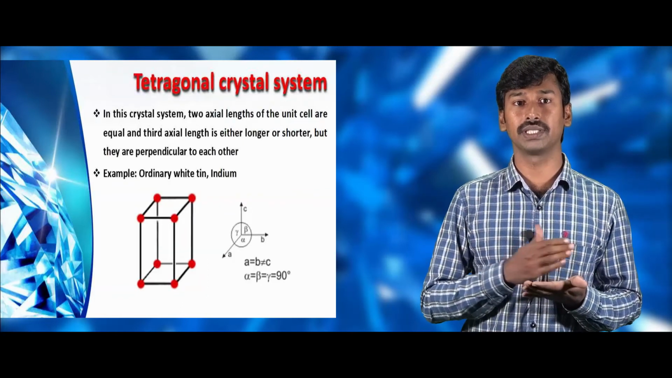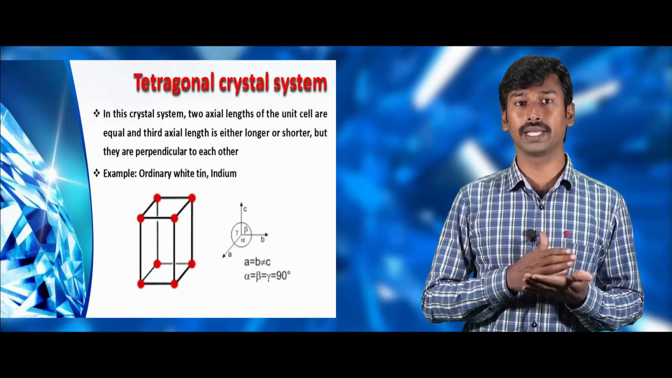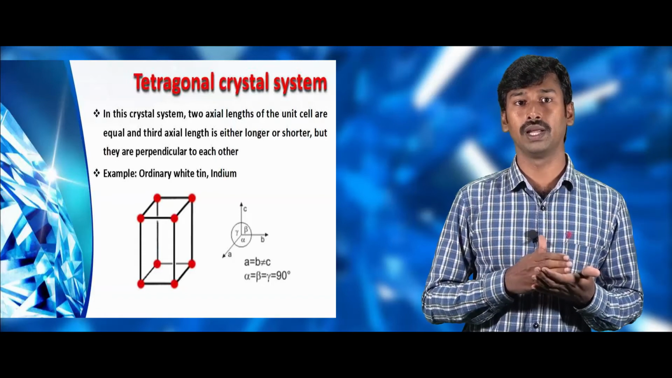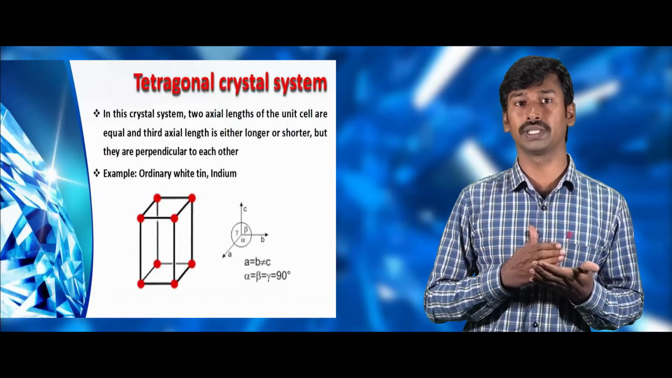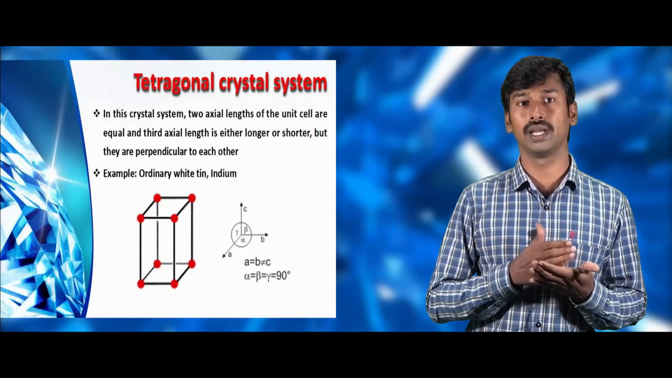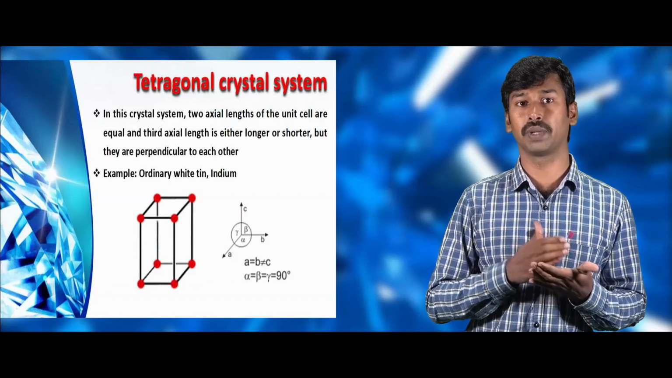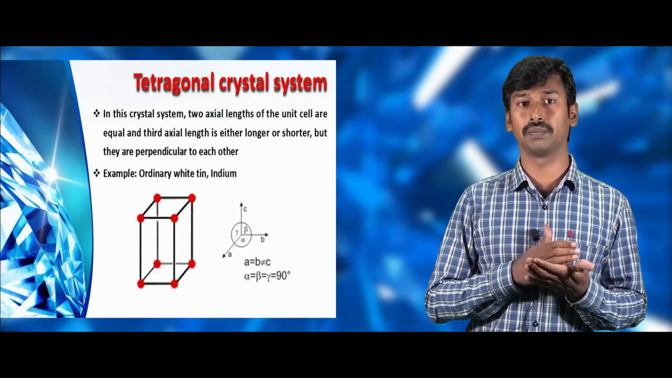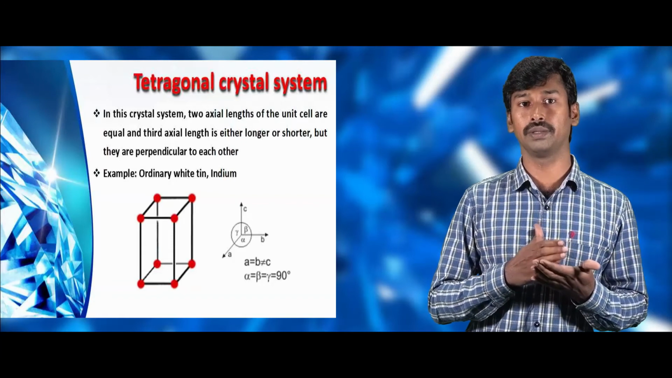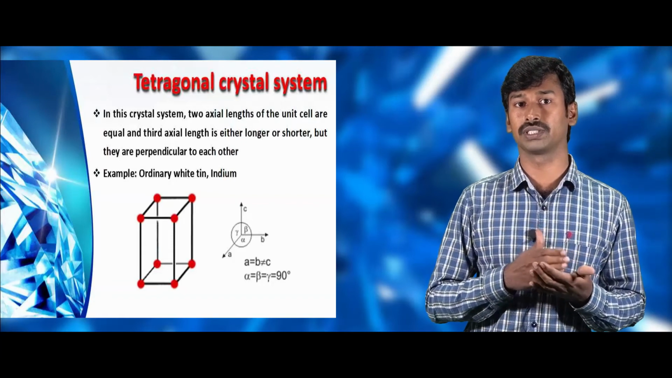Tetragonal crystal system. In this crystal system, two axial lengths of the unit cell are equal and the third axis is either longer or shorter, and the axes of the unit cell are perpendicular to each other. Examples: ordinary tin and indium are examples of the tetragonal crystal system.